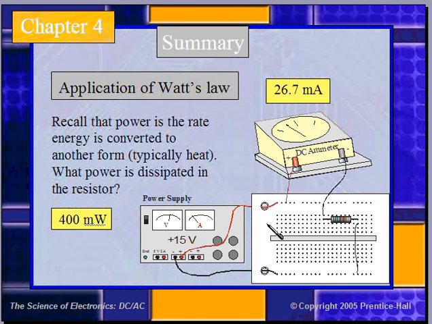Recall that power is the rate energy is converted to another form, typically heat. What power is dissipated in the resistor? So here, power, we can use voltage times current as the formula. So I would take 15 volts and multiply that by 26.7 milliamps and come out with 400 milliwatts.